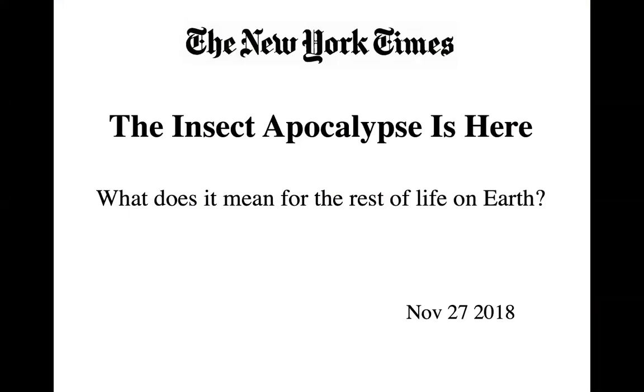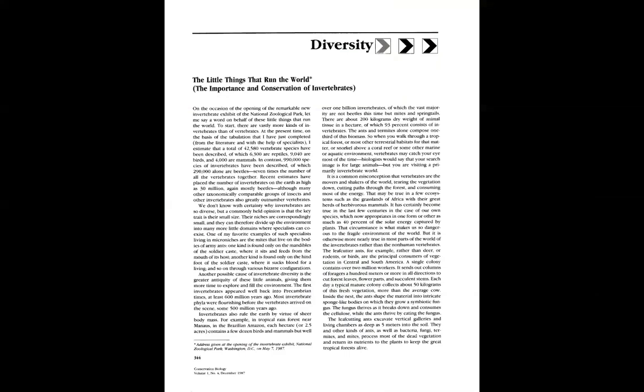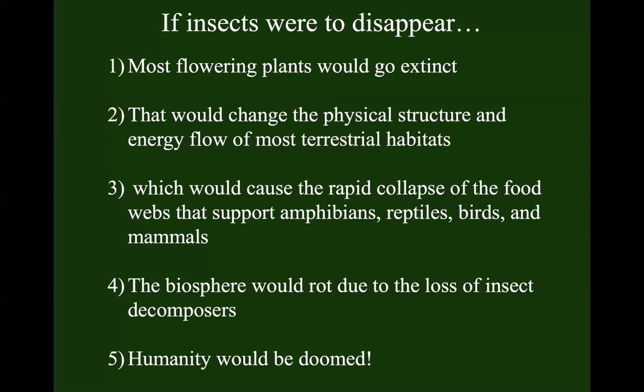The insect apocalypse is here. What does it mean for the rest of life on Earth? Well, the great E.O. Wilson told us what it would mean if we were to lose insects, and he did it way back in 1987 with this paper, The Little Things That Run the World. His message was very clear. Life as we know it depends on insects. And if they were to disappear, so would most of the flowering plants.